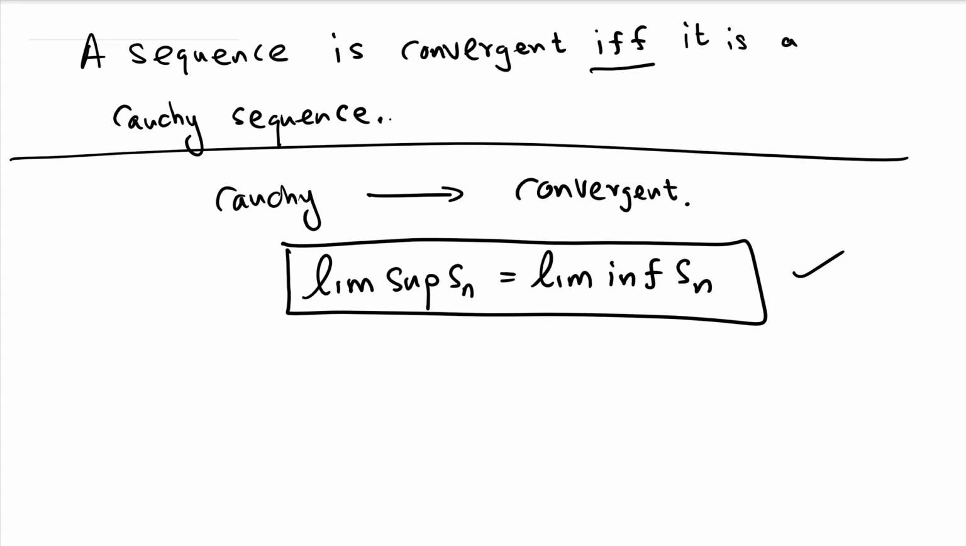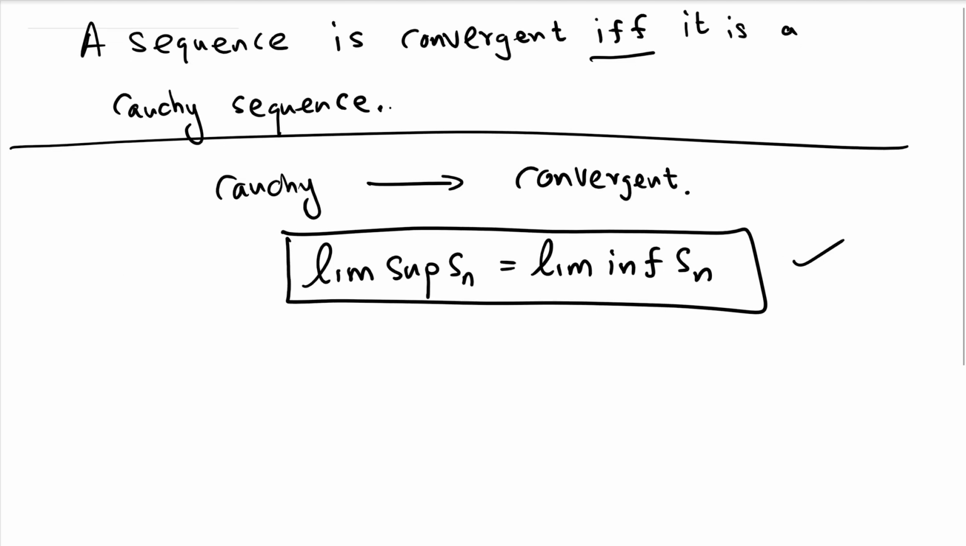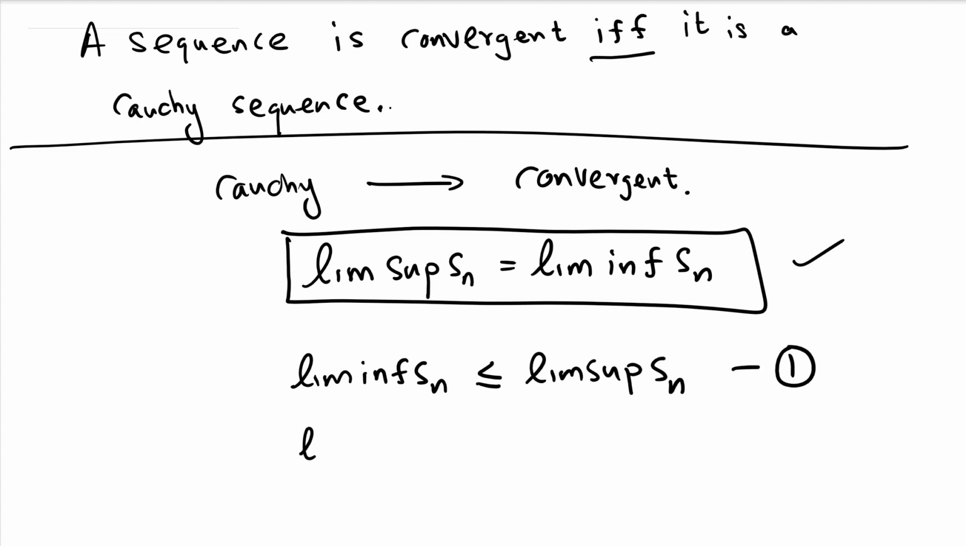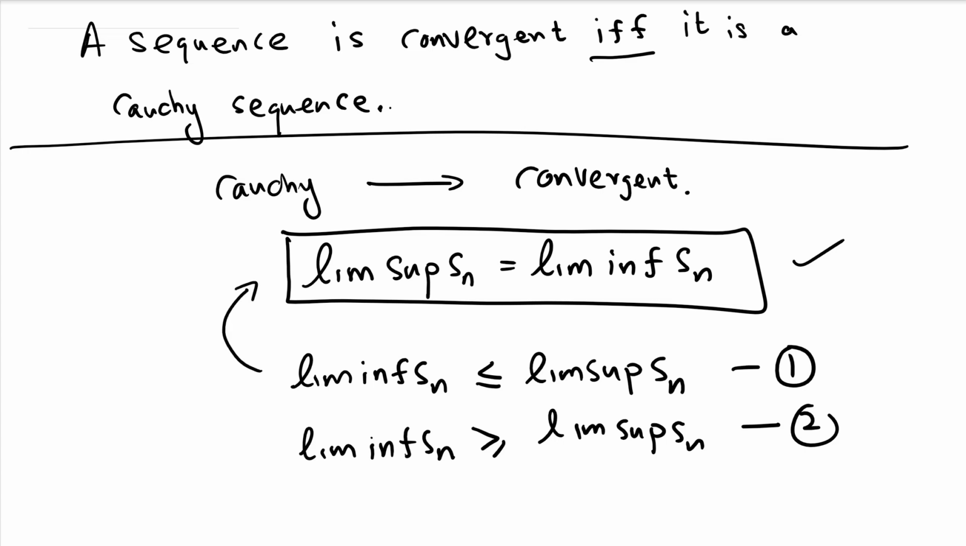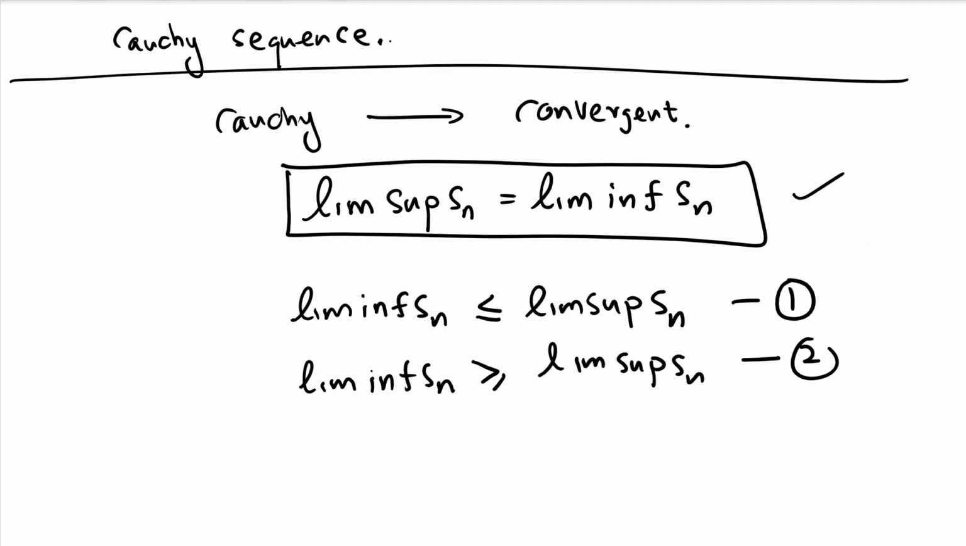Now the next question is, how do we prove that two things are equal in math? There's a very famous trick. If we can show two things: first, that the limit inferior is less than or equal to the limit superior, and then on the other hand, that the limit inferior is greater than or equal to the limit superior, then if these two inequalities hold, this means these two things are equal. That's what we are shooting for in this proof. If we can show these two inequalities, then we are good.